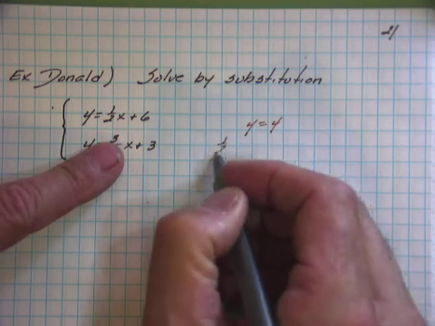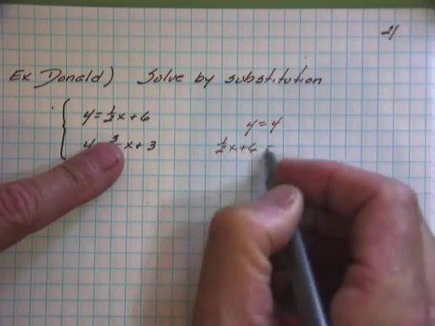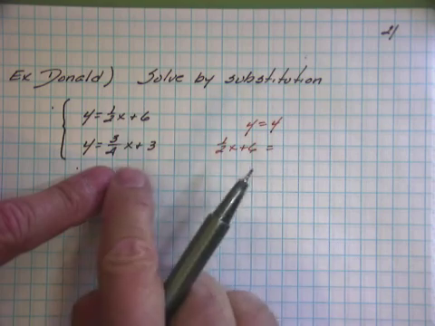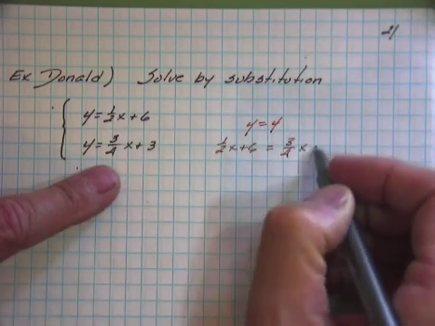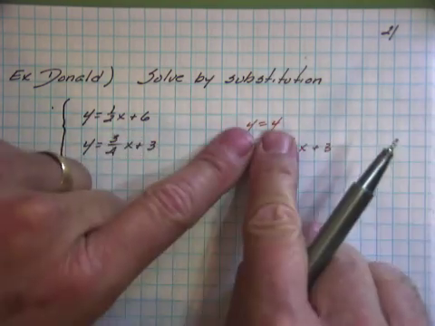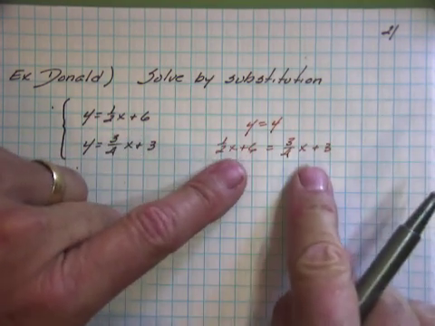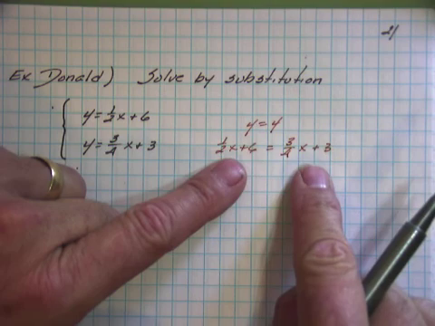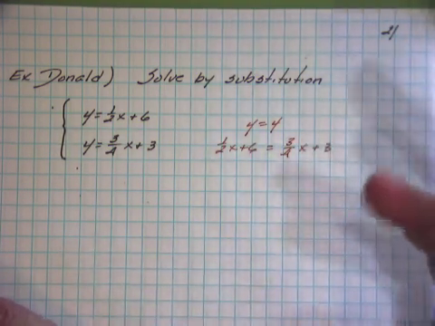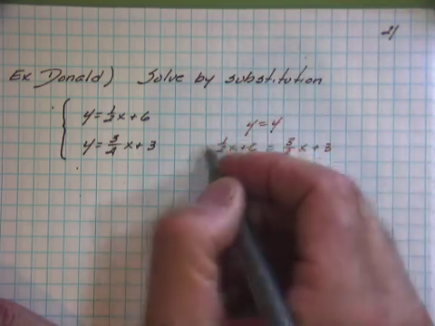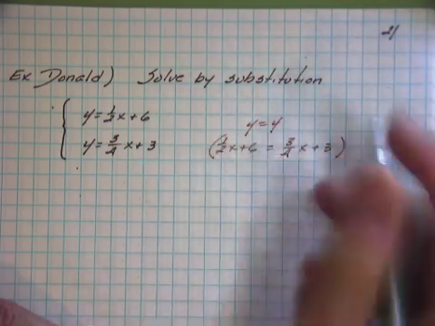Okay, well, I'm going to let this y right here be the 1/2 x plus 6. And I'm going to let the other y be the second equation, 3/4 x plus 3. So y equals y becomes 1/2 x plus 6 equals 3/4 x plus 3.